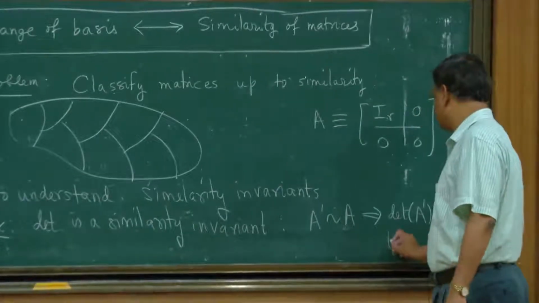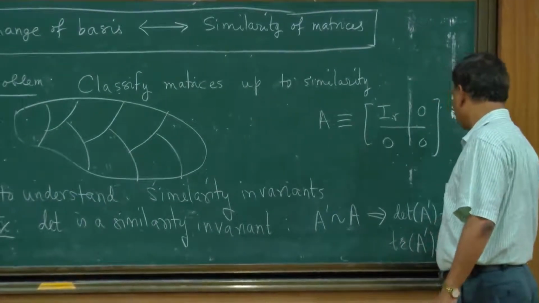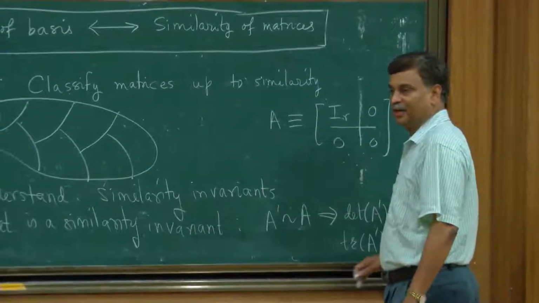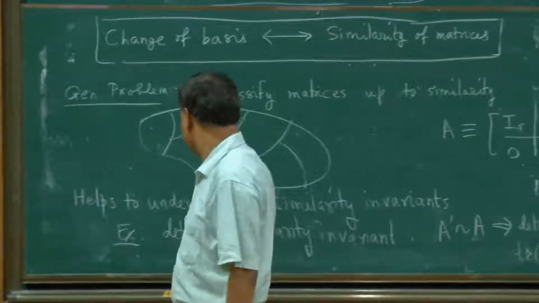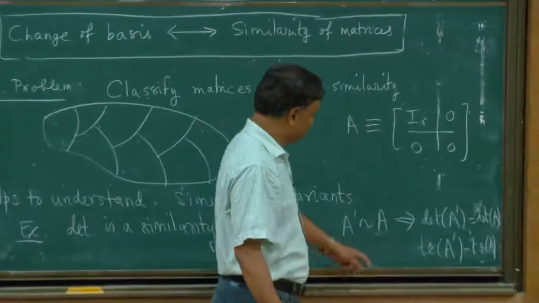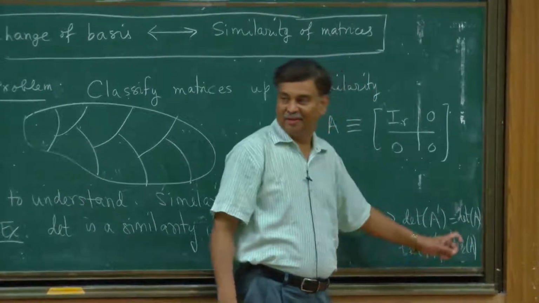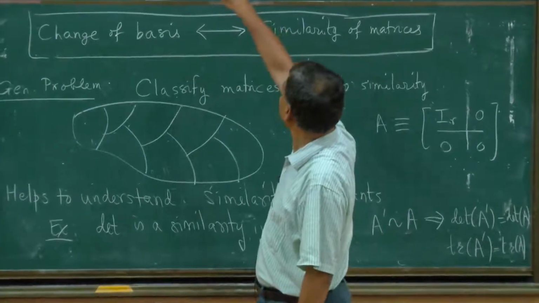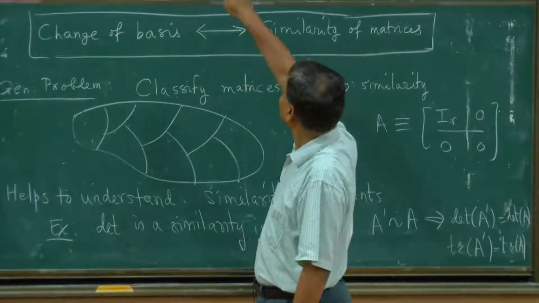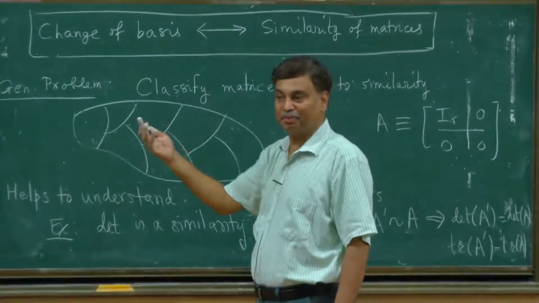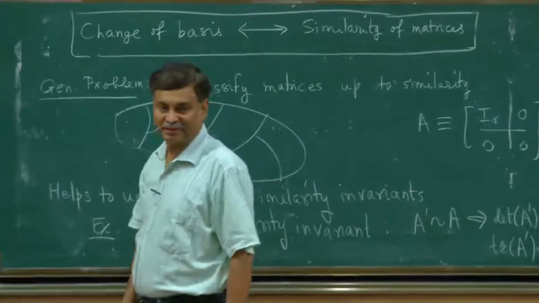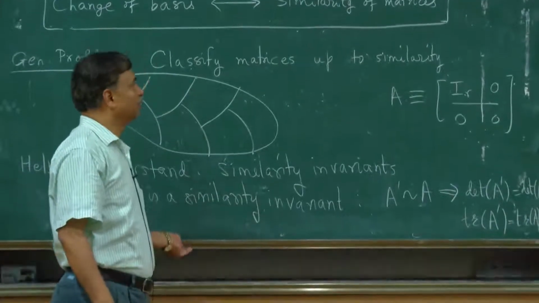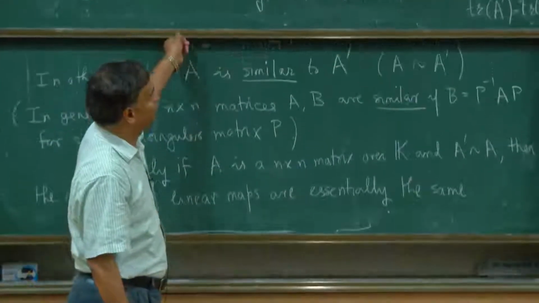Some other similarity invariants: you can check that the trace is also a similarity invariant. The trace is the sum of the diagonal entries. You can just do it by direct checking, but you can be slightly smart. Instead of showing that trace of A dash is the same as trace of A, you can show that trace of A times P is the same as trace of P times A. Although matrices don't commute, the trace remains the same when you interchange the order. That's easy to verify by definition.